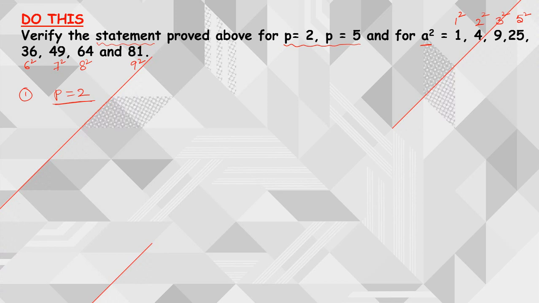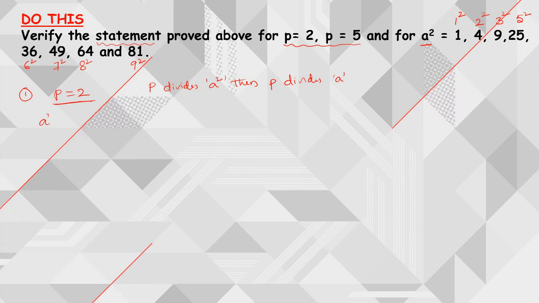So what is the statement? If p divides a square, then p divides a. If p doesn't divide a square, then p won't divide a also, right? So that is what we are going to verify.